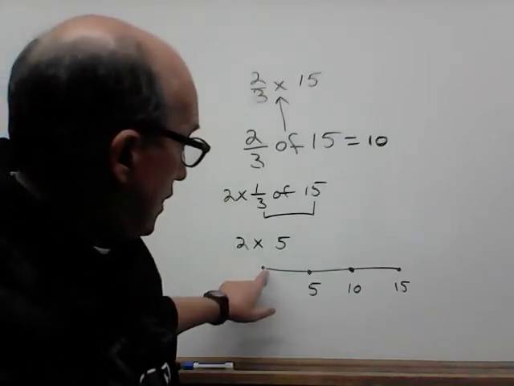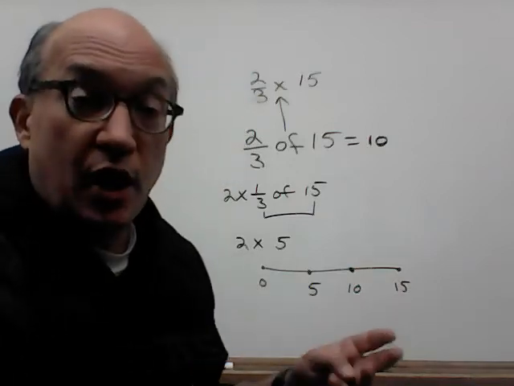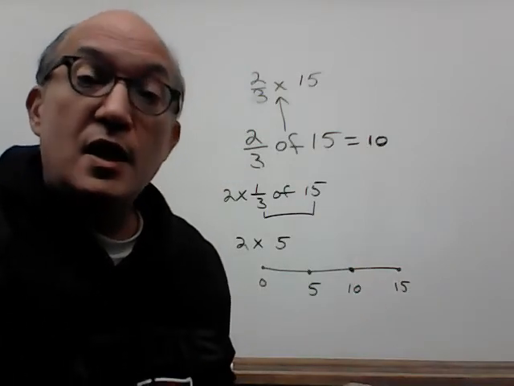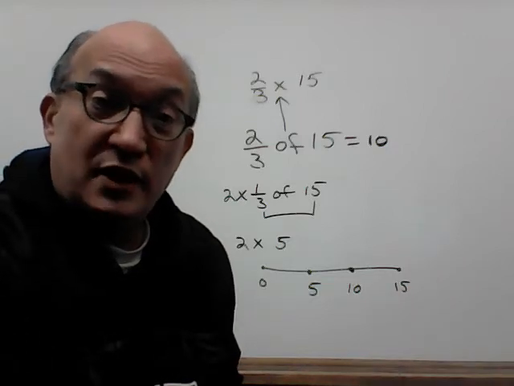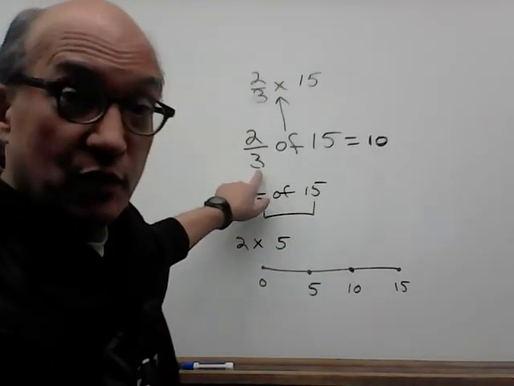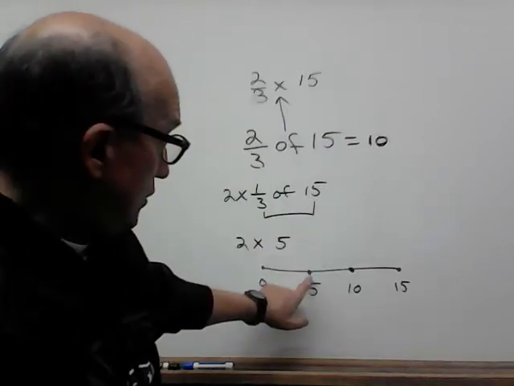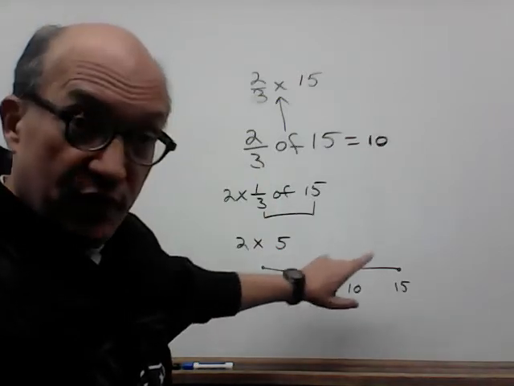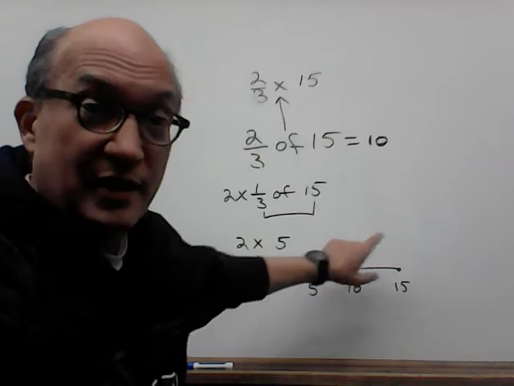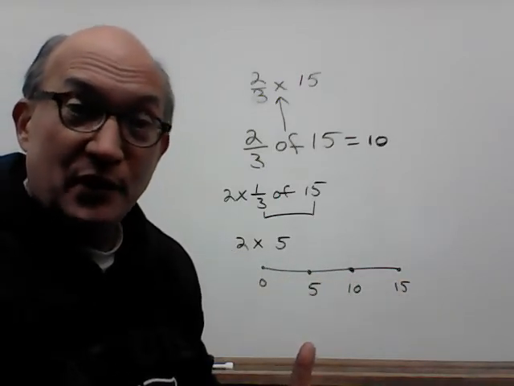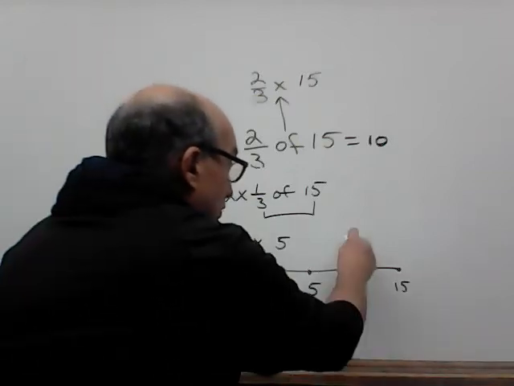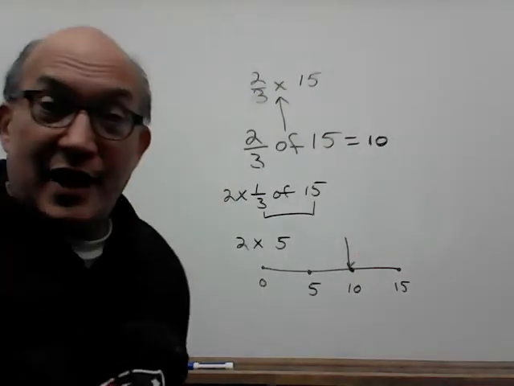So if we have a number line from 0 to 15, and we're talking about 2/3 of 15, we need to divide that distance from 0 to 15 into 3 equally sized pieces because of the denominator of 3. And when we do that, we clearly see that the divisions would be 5, 10, and then 15. And if we're interested in the second third, or 2/3 of 15, then of course it'll be that 10 right there.